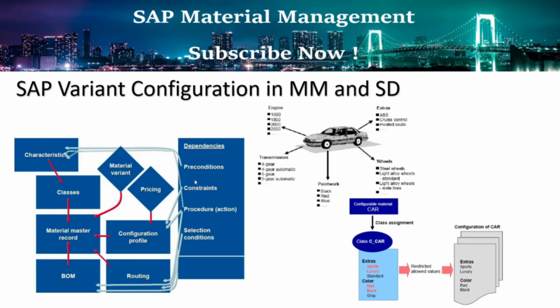So variant configuration is useful if you have a large number of combinations of parts that go into a product. It means different permutations and combinations of the parts of the same material. For example, a customer can order a computer where he can choose different combinations of monitors, CPUs, keyboard, speeds, etc. Or a customer can order a car and he can choose different combinations of accessories, colors, transmission, etc.